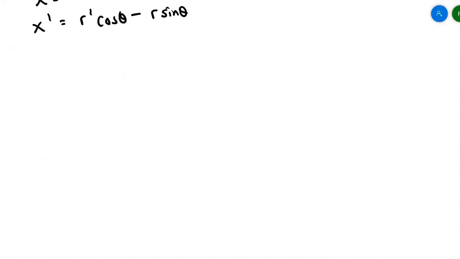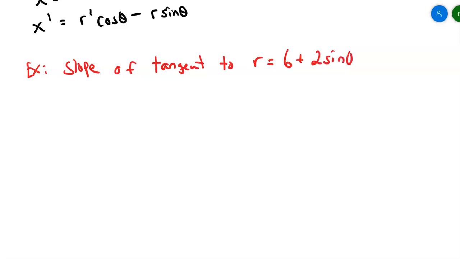So I want to find the slope of the line tangent. Let's just call it the tangent, to r equals 6 plus 2 sine theta at theta equals pi over 2. Okay, so using that formula, we already know what r is, right? R is 6 plus 2 sine theta. R prime then is going to be 0 plus 2 cosine theta.